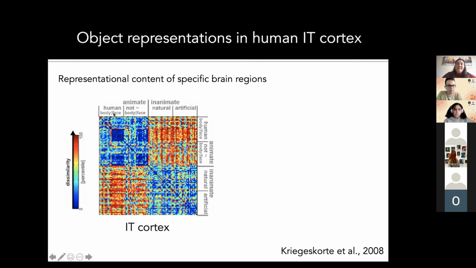And then within the animate categories, they actually see this nice distinction between, for example, human versus non-human animate objects, and within the human objects, for example, bodies versus faces. So they start to see this kind of a pattern, right? And which basically shows that there are not only patches, there is actually a distributed brain activity in IT cortex that corresponds to many of these animate, inanimate, natural, artificial categories.